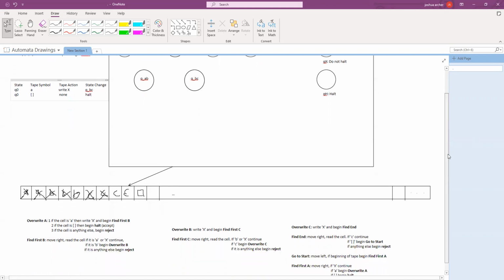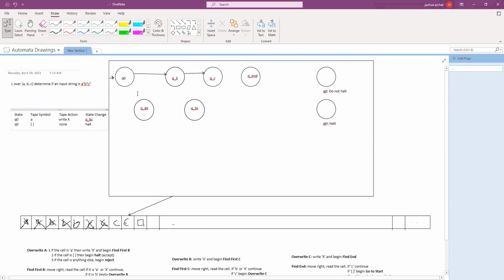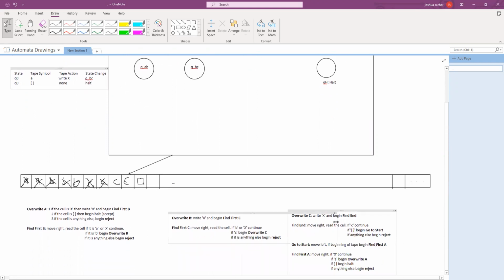Now, since we've done the whole work of doing everything we need to, what other things could we end up in Q0 with? Well, the reasons we're going to be in Q0 are if we're starting off, we found the end of what we're looking for, or we found the end and we're coming back. So if we found the end, move right, read the cell. If we read a blank, go to the start.